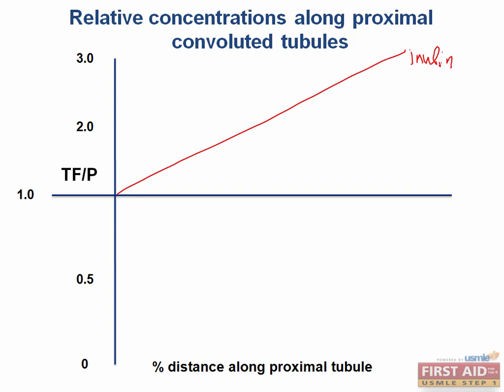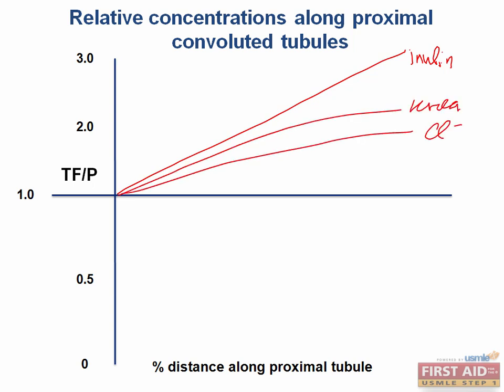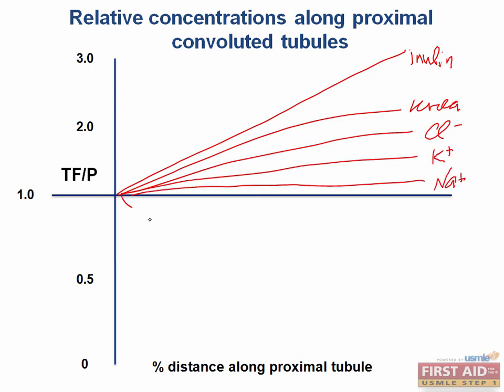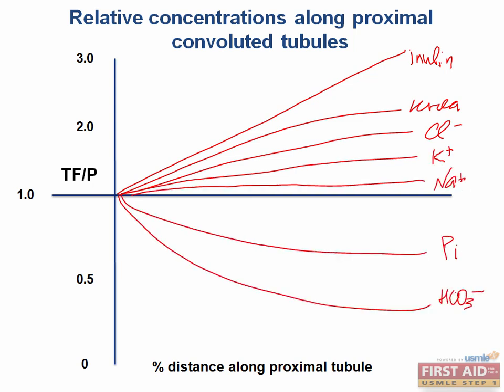The concentration is increasing along the proximal tubule because water is being reabsorbed. The area below inulin includes all substances that have net reabsorption. The area above inulin includes all substances that have net secretion. There are a couple important points to take away from here. First, the vast majority of substances have net reabsorption in the proximal tubule. This includes urea, ions like chloride, potassium, sodium, inorganic phosphate, bicarb, and molecules like amino acids and glucose.